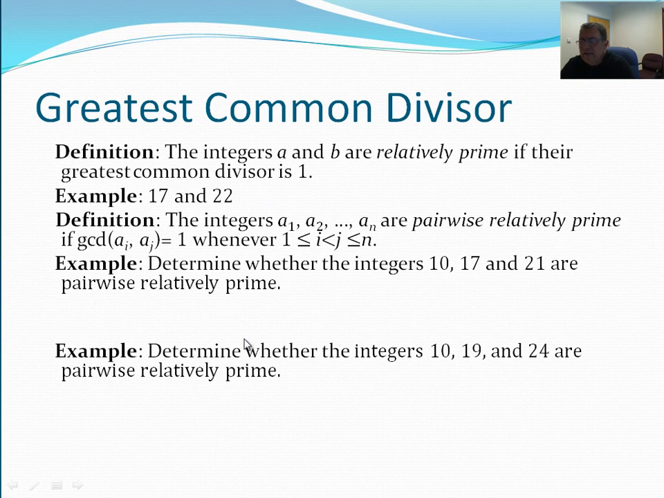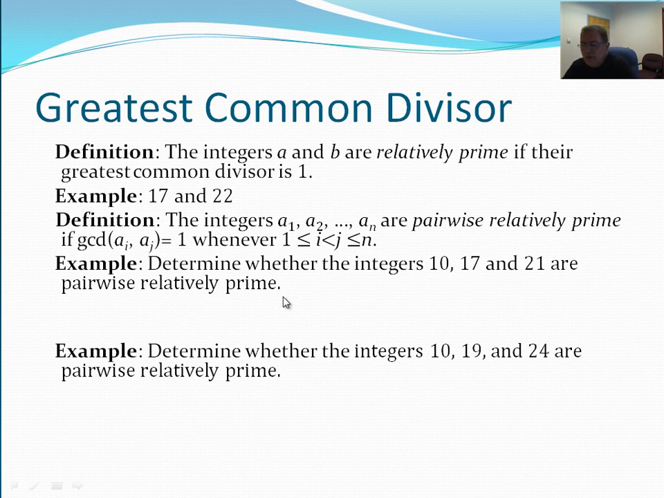And the integers a and b are relatively prime if their greatest common divisor is 1. If we have two integers, we want to find out their GCD, their greatest common divisor. If their greatest common divisor is 1, we call those numbers relatively prime. Usually one of them is prime and the other one is a composite number. All right, that's the situation.